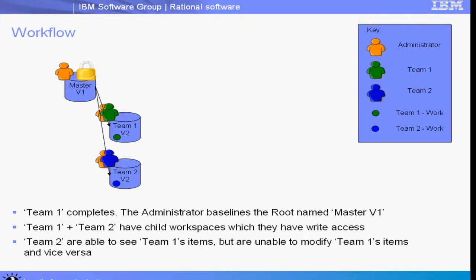Now, Team 1 will be working on their project in the Team 1 workspace, and Team 2 will be working on their project in the Team 2 workspace. Both teams are able to see the other workspaces and are able to go into them, but they will not be able to edit them. So our story begins with Team 1 working on their project.